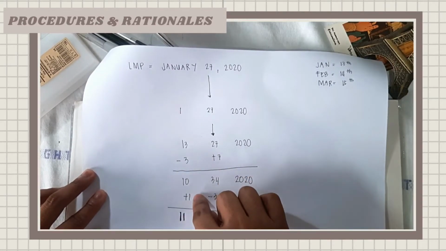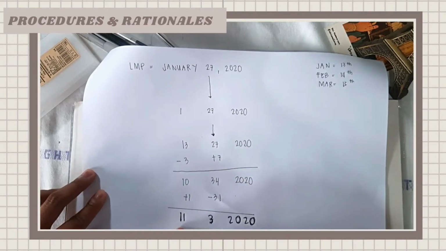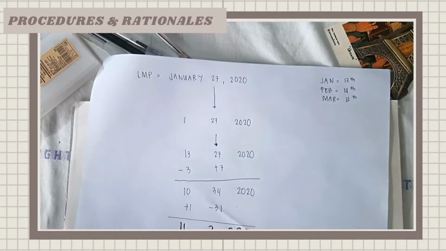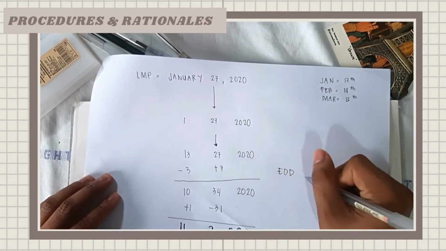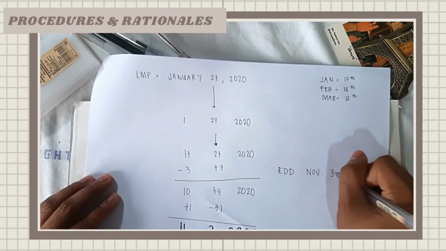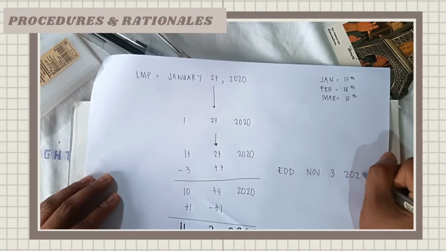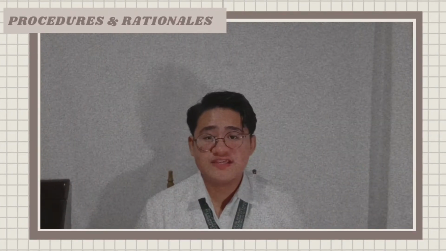Now we have to add 1 month. So 10 plus 1 is 11. Now copy 2020. Now the EDD of Jenny is November 3, 2020. So next is age of gestation.